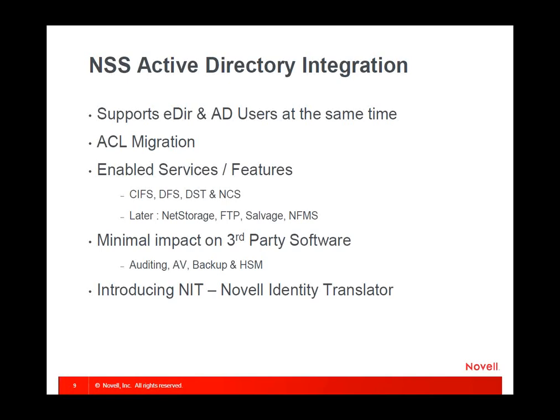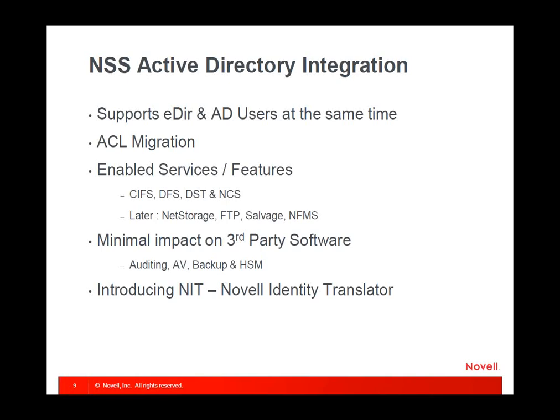So we are also doing this in a way that there's not much impact on your third-party software vendors or software you're using, which is auditing, antivirus, backup, and HSM software. In doing this, we are also introducing another piece called Novell Identity Translator, which is a kind of LUM piece. The benefit is that LUM requires you to manually LUM enable, but Novell Identity Translator takes away the pain of LUM enabling. Consider it a kind of automatic LUM.